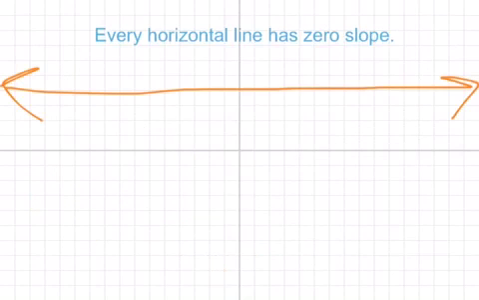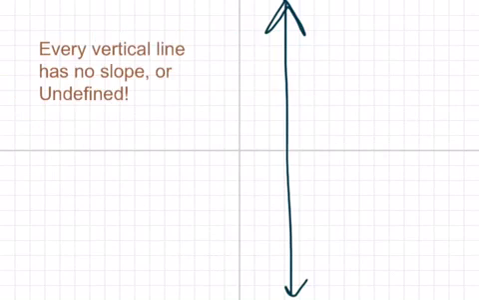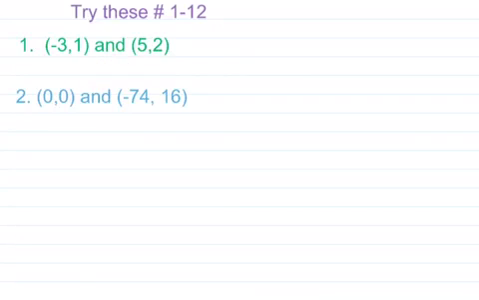Okay? If you have a horizontal line on a graph, it has a 0 slope. Okay? If you have a vertical line on a graph, there's no slope, also known as undefined. Okay? I want you to think back to when we were working with integers, what is the difference between 0 and undefined? Okay?